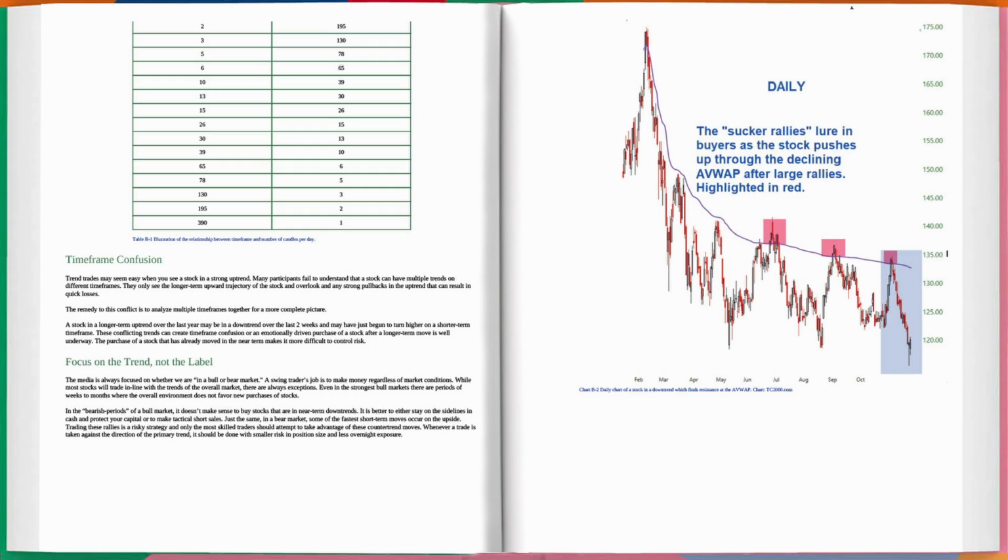Just the same, in a bear market, some of the fastest short-term moves occur on the upside. Trading these rallies is a risky strategy, and only the most skilled traders should attempt to take advantage of these counter-trend moves. Whenever a trade is taken against the direction of the primary trend, it should be done with smaller risk in position size and less overnight exposure.